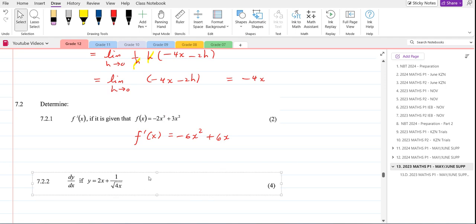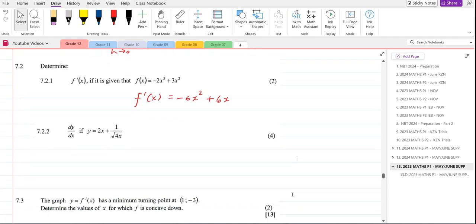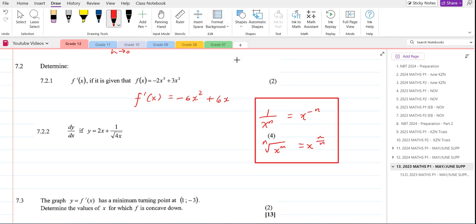Next one. Now I always remember the rules for this, right? What's the rule? You get a surd rule and negative exponent. So negative exponent is, if you have 1 over x to power n, it becomes x to power negative n. Also, the nth root of x to power m is x to power m over n. You only need to remember these two rules in differentiation, how to convert from negatives and how to use a surd.